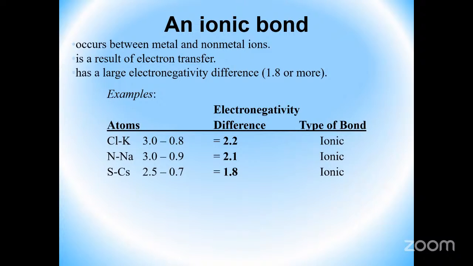And this is typically a bond between a metal and a non-metal, even though there are a few instances where the difference between the metal and non-metal can be less than 1.8. But for most intents and purposes, the differences will be greater than or equal to 1.8. And we see some examples here, all right?